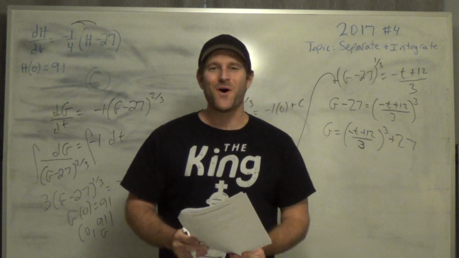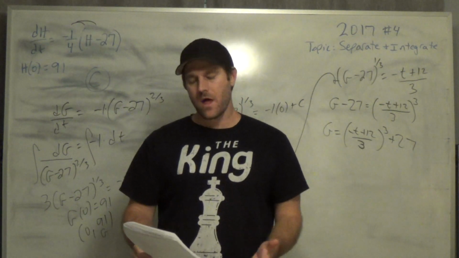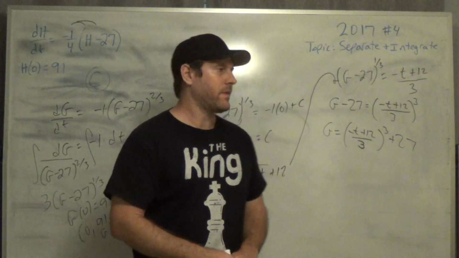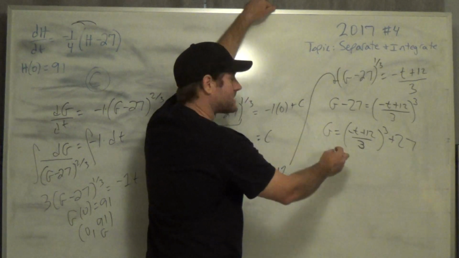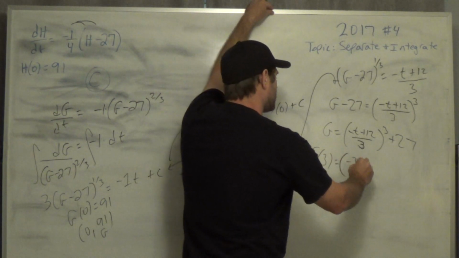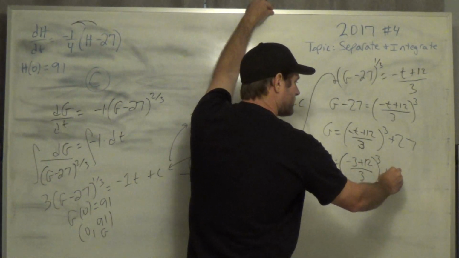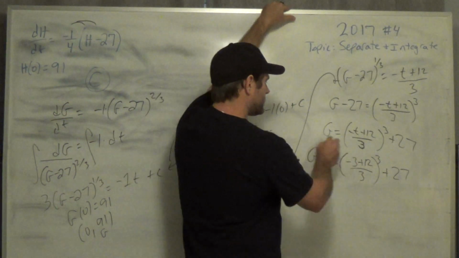But we're not. After all that work, they say, now you haven't done enough. Based on this model, what's the temperature when time is 3? So after doing all this work, and you would normally stop here with a separate and integrate, we have to replace time with 3. Now, we're done. This is your answer.